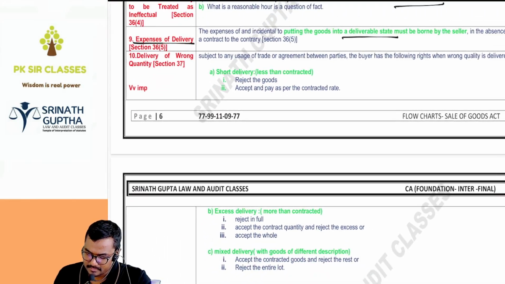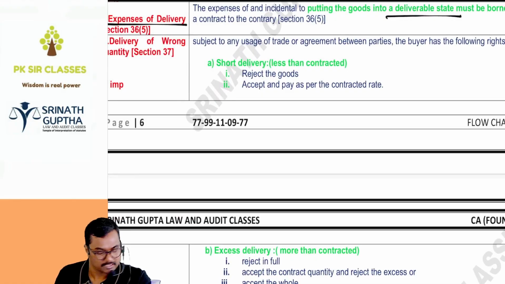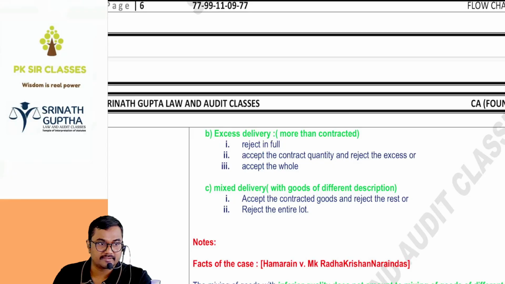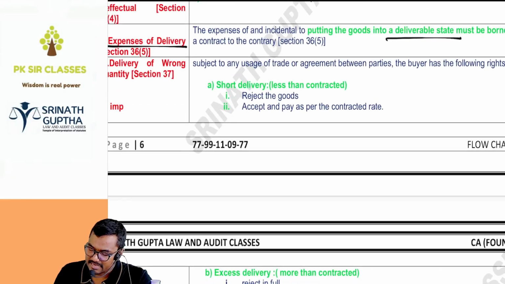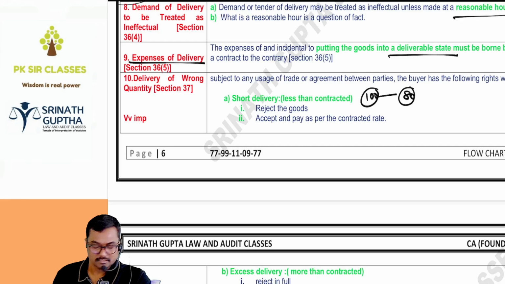Next, delivery of the wrong quantity. Delivery is of three types: short delivery, excess delivery, mixed delivery. Short delivery: I said I would give delivery of 100 bags of rice, but I'm giving only 80 bags. The buyer can reject the goods, or the buyer can accept. If you're accepting 80 bags, pay for the 80 bags.